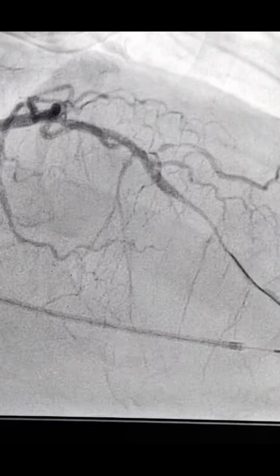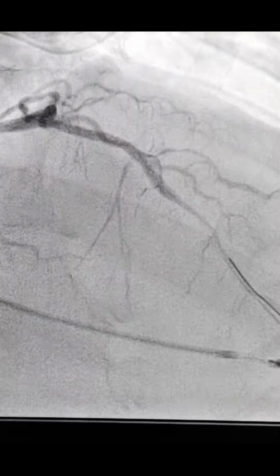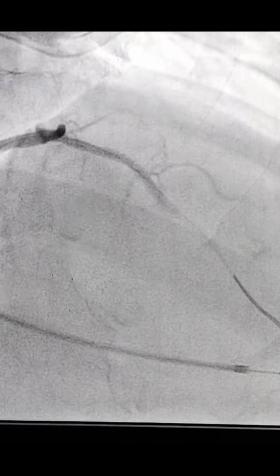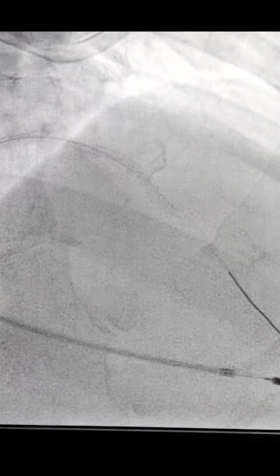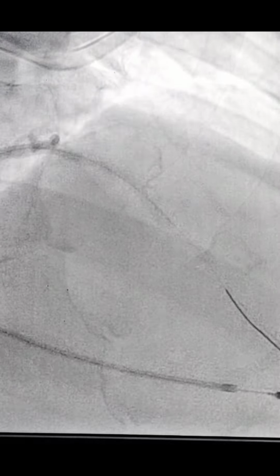You can see the diagonal and all. Everywhere he has thin vessels and disease. But we had to open this because the patient had continuous chest pain with 6 hours of index pain, and the patient had one episode of VT, and during stent placement he again had one episode of VT. We have given the shock again.